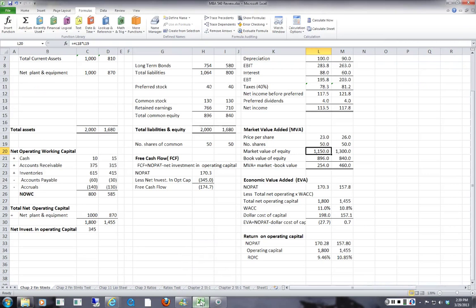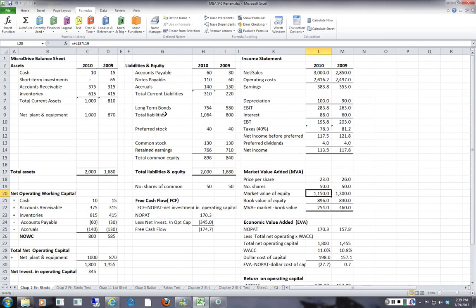Hi everybody, it's me again, and I wanted to show you a chart here that I've got of MicroDrive balance sheets and assets, liability, and the balance sheet which shows the assets and the liabilities and equity, and then over here is an income statement. And what we're going to do is analyze this and determine what the net investment in operating capital is between 2010 and 2009.